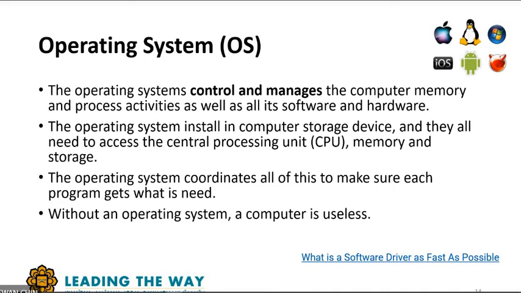So the operating system is installed in the computer storage device, and they all need to access the CPU, memory, and the storage. So the operating system coordinates all of this to make sure each program gets what it needs. So senang cerita, operating system ni dia macam soul kepada CPU. Even though we know CPU controls all the activities, but operating system is like the soul of the CPU.